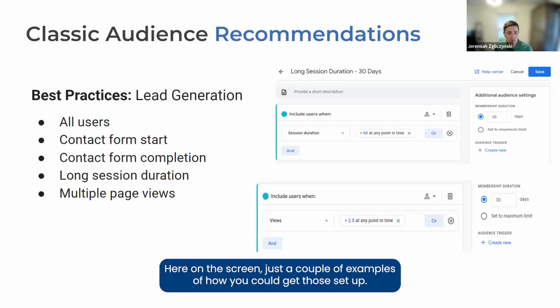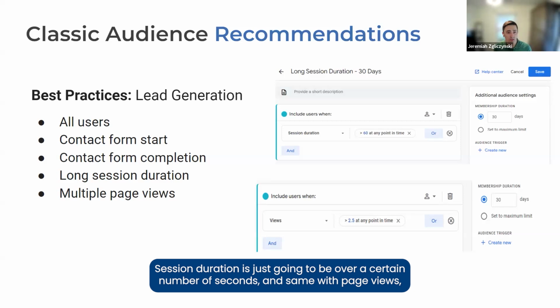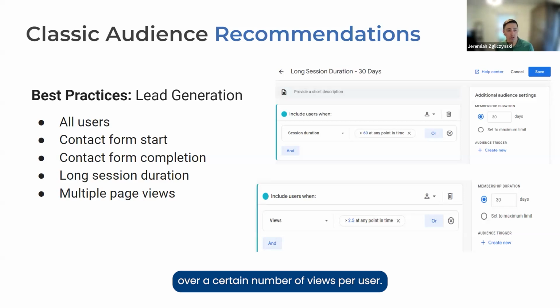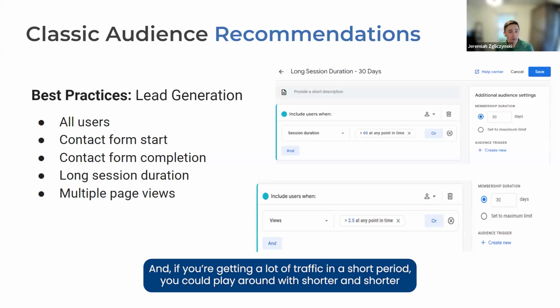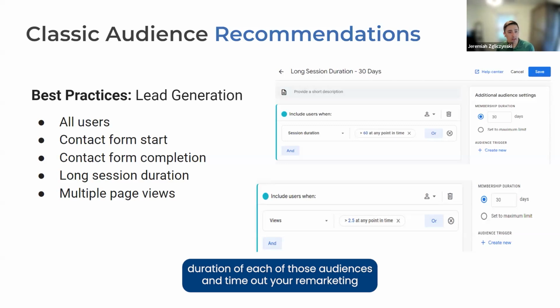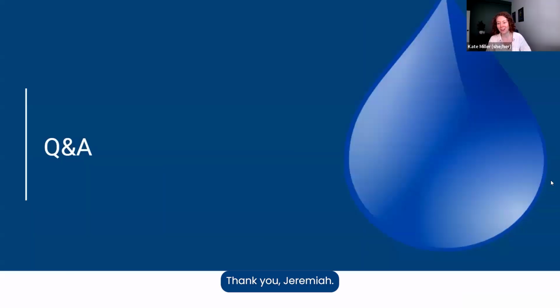Here on the screen are just a couple of examples of how you could get those set up. Session duration is just going to be over a certain number of seconds, and same with page views over a certain number of views per user. You could segment those into 30, 60, 90 days, depending on how small your audience is. You might have to set that to a maximum limit. And if you're getting a lot of traffic in a short period, you could play around with shorter and shorter durations for each of those audiences and time your remarketing more closely to when they were recently on the website.